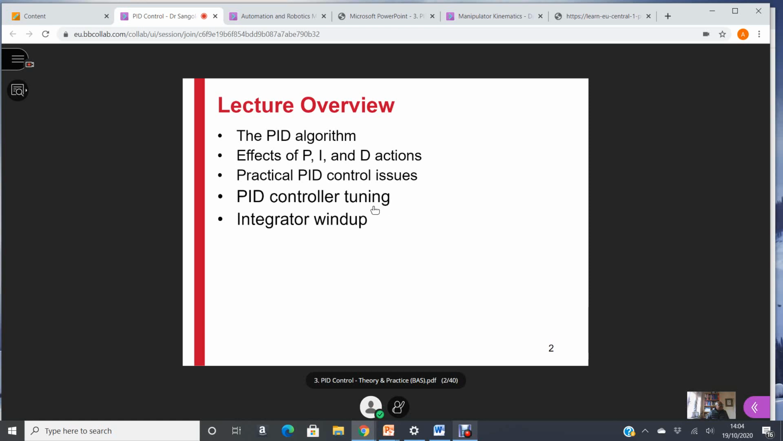Then there are other issues. I forgot to include in this overview here the problem with the derivative part of the controller, but we'll see it in the actual slides. And then, of course, one of the biggest issues is the issue of integrator wind-up. So we'll look at all this in the lecture today.